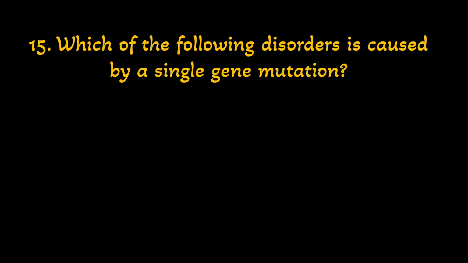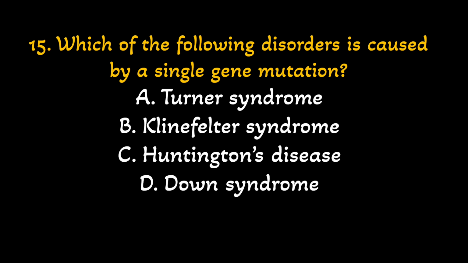Now, question 15 is, which of the following disorders is caused by a single gene mutation? So 4 options will be displayed to us and we have to find out which disorder is due to a single gene mutation. So let's see the options. A is Turner syndrome, B is Klinefelter syndrome, C is Huntington's disease, and D is Down syndrome. So student, what do you think is the correct answer for this question? Think of it.